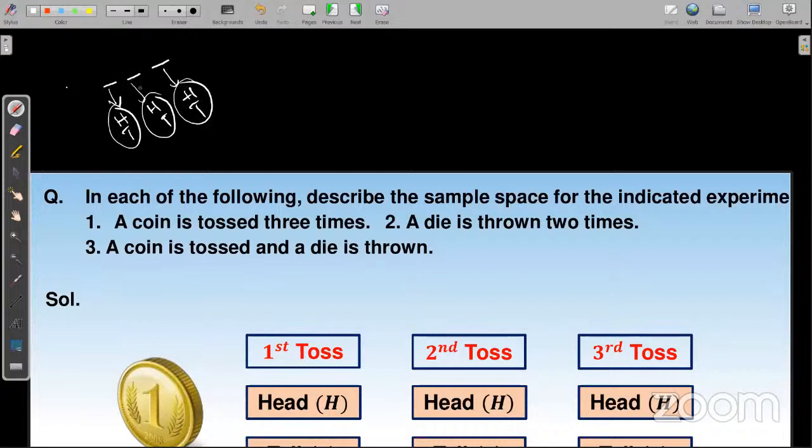So how many possibilities are you having? It is like octants, right? How many octants will you have? HHH, HHT, and all these things. In total, how many will you get? Using permutations and combinations, it is two possibilities into two possibilities into two possibilities. If a coin is tossed three times, what is your total sample space? It is eight, right? Okay, is it clear?